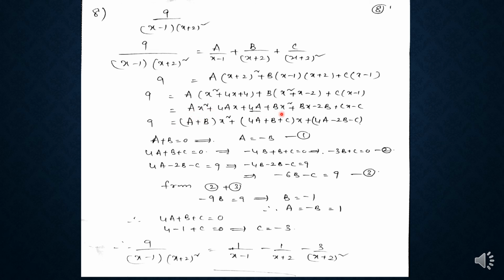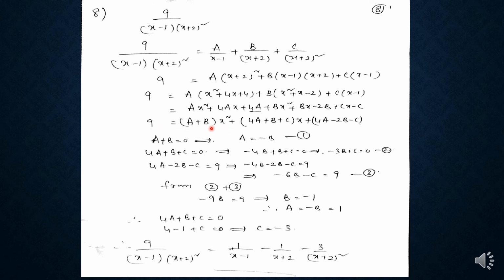Now what are the x square terms here? a plus b into x square, plus, what are the x terms here? 4ax plus bx plus cx. By taking x as common here, we will get 4a plus b plus c into x plus, and what are the constants here? 4a minus 2b minus c. So this is the constant. By comparing the coefficients of the x square terms, x term and constants on both sides, here we have only the constant, that is 9. So 4a minus 2b minus c is equal to 9. And the coefficient of x square is 0 and the coefficient of x is also 0.